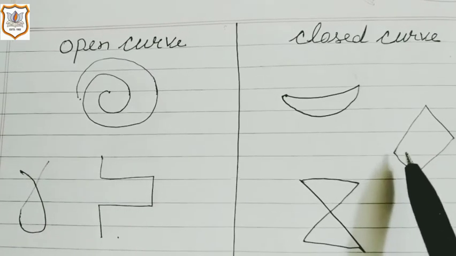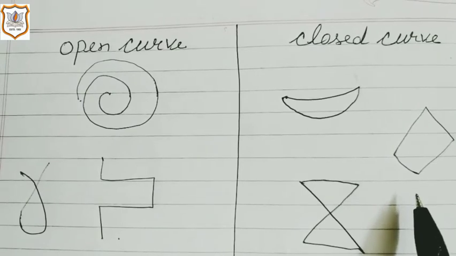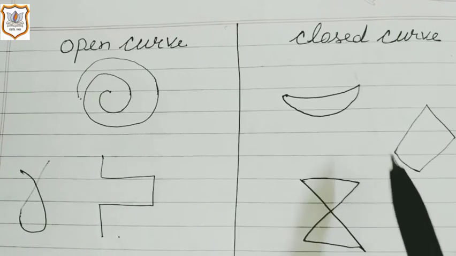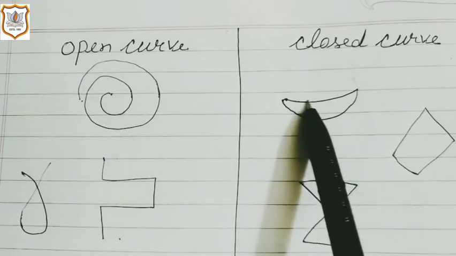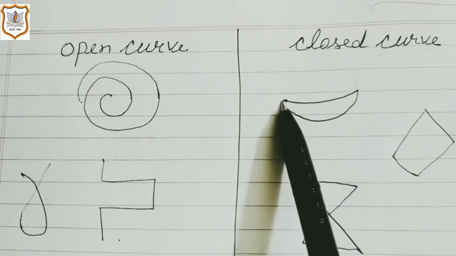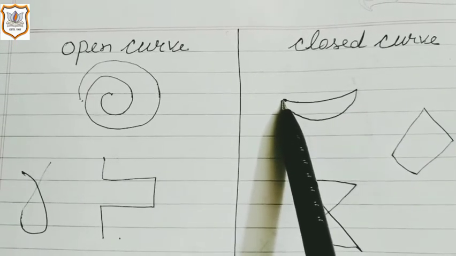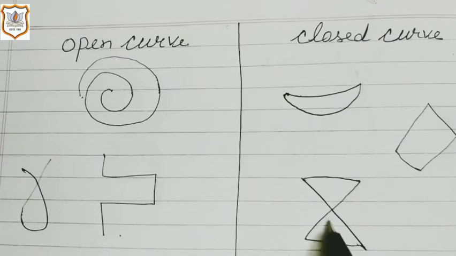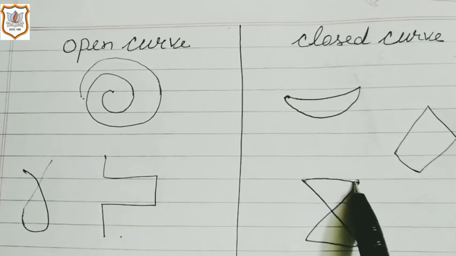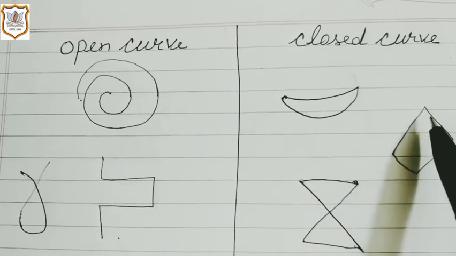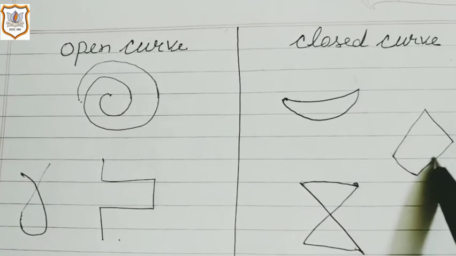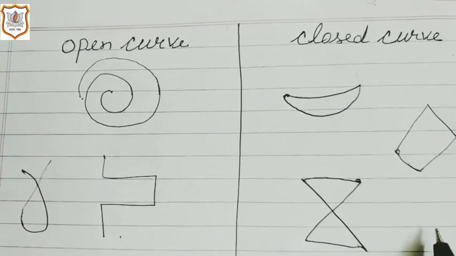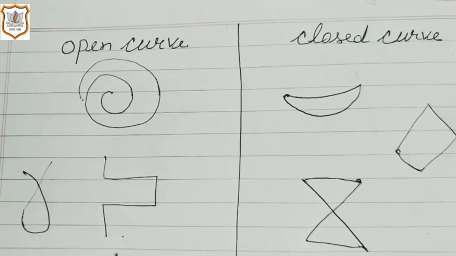And a closed curve means a curve that begins and ends at the same point. Look at this: this is the starting point, and when we draw, this is the ending point, and they meet at the same point. Same here, when we draw from here, this is the starting point and the ending point, they meet at the same point. So these are closed curves and these are open curves.